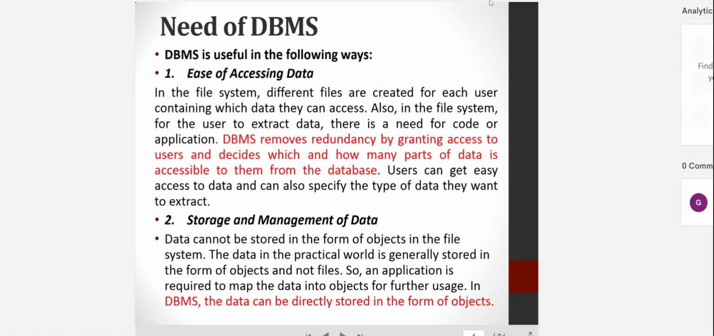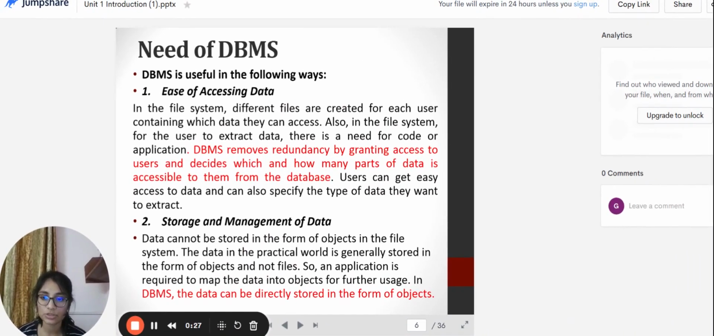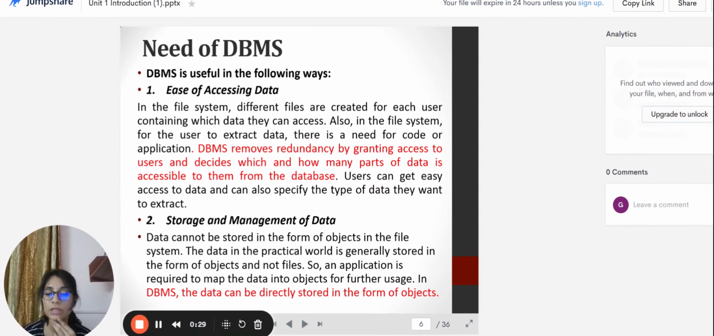DBMS removes redundancy. DBMS removes redundancy by granting access to users and deciding which and how many parts of data is accessible to them from the database. Users can get easy access to data and can also specify the type of data they want to extract. Second is storage and management of data.